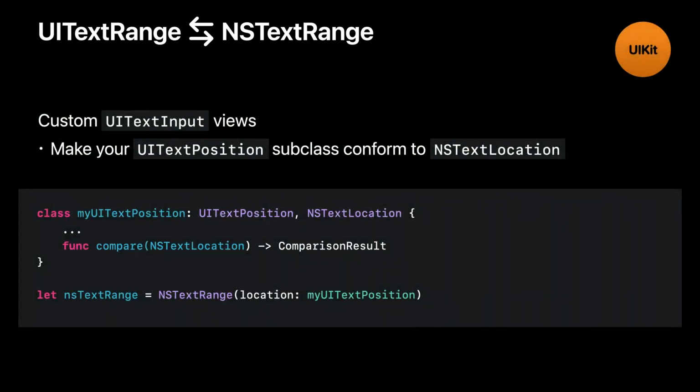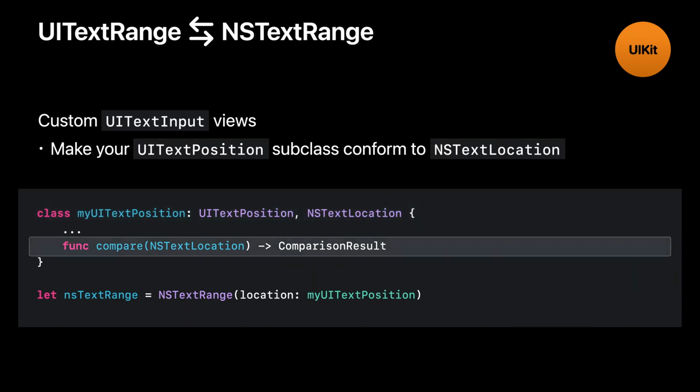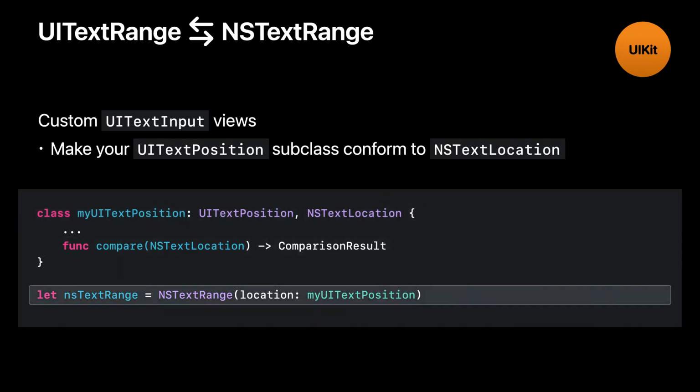On the other hand, if you're using a custom view with UITextInput, you have direct control over the UITextPosition and UITextRange subclasses used with your view. You can make your UITextPosition subclass conform to NSTextLocation, implement the required method, and use your subclass to create NSTextRanges directly. Finally, here's a reminder to avoid reusing UITextPosition objects across different views, even if the content in both views is similar. A UITextPosition is only valid for the view used to create it.